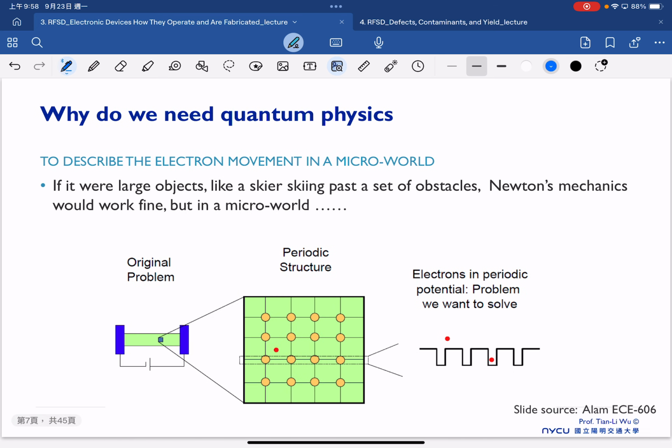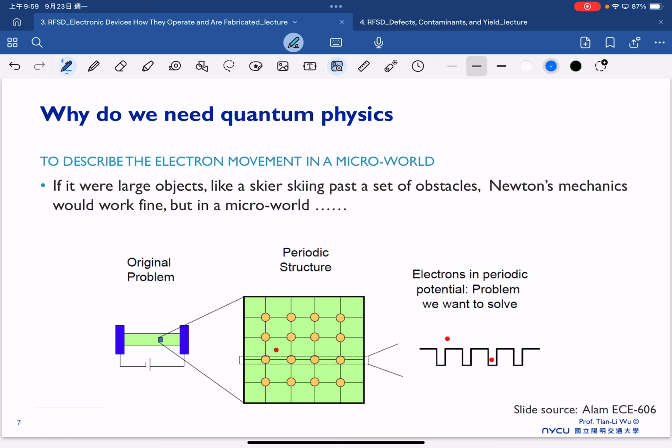But now we need to move a little bit further. Why do we need quantum physics? Quantum mechanics is always the first and the most difficult part when you start to read semiconductor physics books. We always introduce quantum mechanics in the first chapter, or mainly the second chapter, because the first chapter always describes the lattice arrangement, and the second chapter starts to describe quantum physics.